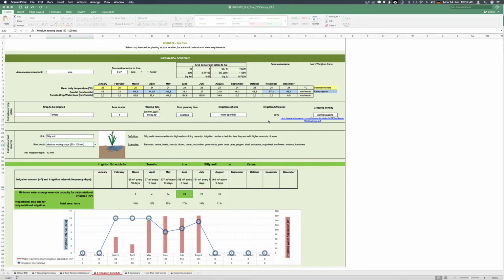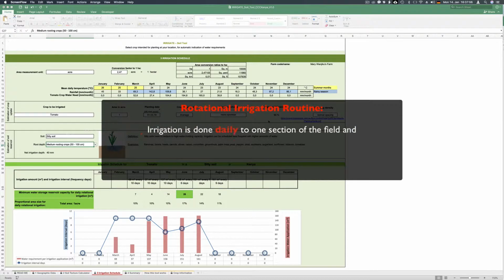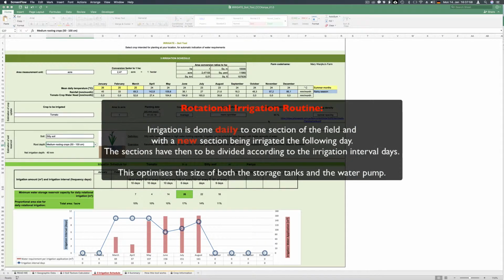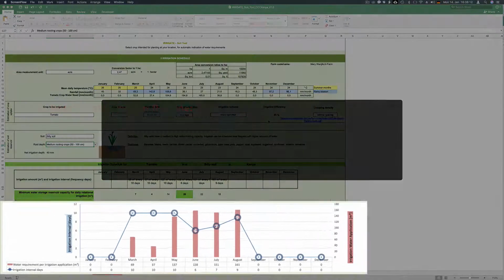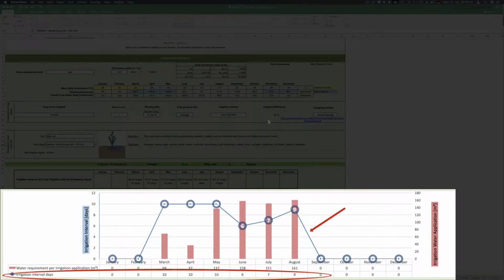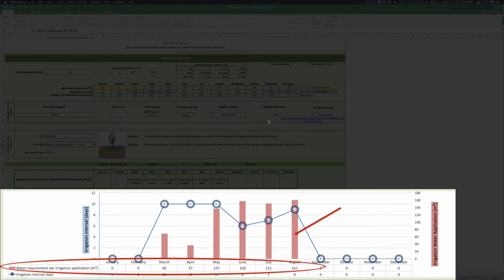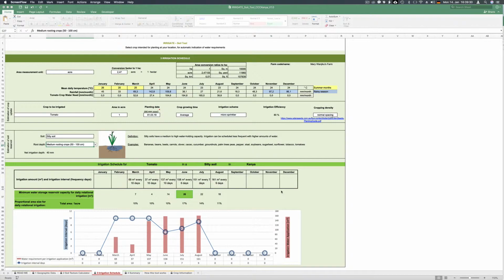Therefore, a rotational irrigation routine should be implemented in the following way. Irrigation is done daily to one section on the field, with a new section being irrigated the following day. The sections have then to be divided according to the irrigation interval days. This optimizes the size of both the storage tanks and the water pump. The graph shows well the intervals in days. This is the blue line. The red bars show the water requirement per irrigation application in cubic meters.